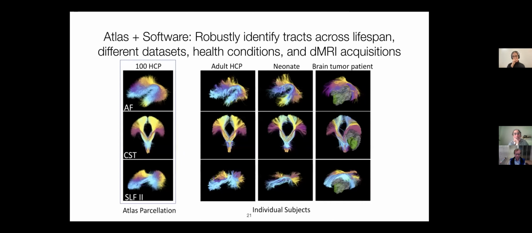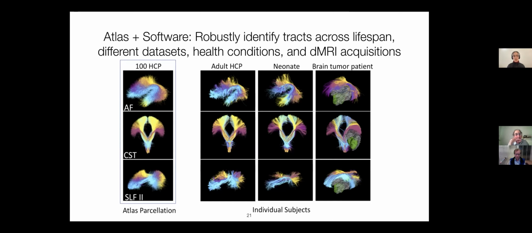So overall, our atlas and our accompanying software is able to robustly identify white matter fiber tracts across the lifespan. We've shown from neonates to elderly, from I think age 2 to age 82 is what we've tested. So across the lifespan, across different data sets acquired at different scanners, across different health conditions, and across different diffusion MRI acquisitions. So this image on the left, again, is an example of 3 tracts that are in our atlas that was learned from the 100 HCP subjects.